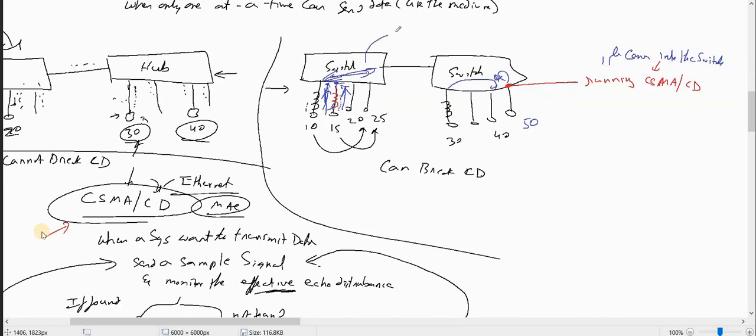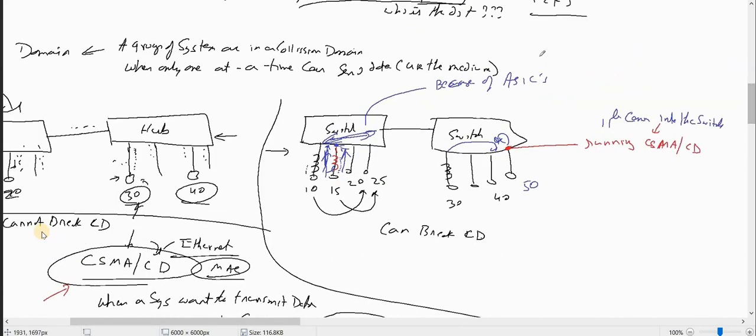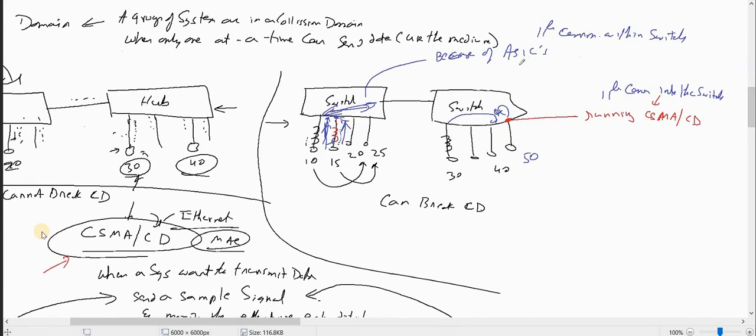Why? One of you gave the answer, and that is because of ASICs. So because of the ASICs, I can have parallel communication within the switch. So what do you mean by this ASICs? Application specific integrated chipset or circuit, whatever they call it. Okay. What is this exactly?